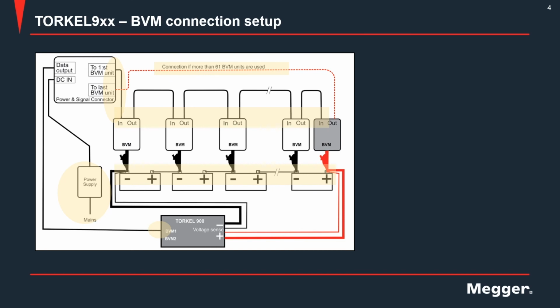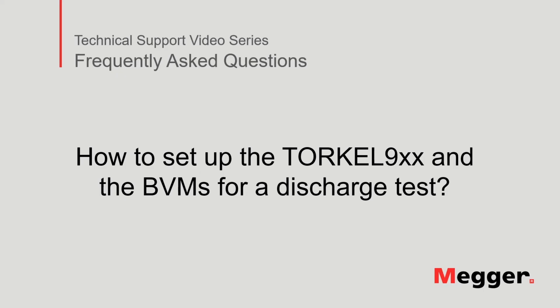Finally, you would connect the USB cable from the power and signal connector into one of the USB ports on the Torkel 900 provided for a BVM connection. You can connect to either BVM 1 or BVM 2. This concludes the video on how to set up the Torkel 900 and the BVMs for a discharge test.